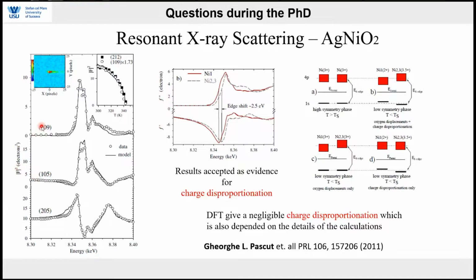Now, based on the crystal structure, I can write the form factor. I can write this quantity. How does it look for 109, 105, 205? I create a system of equations. I'm solving that system of equations, and I can extract this f prime and f double prime.